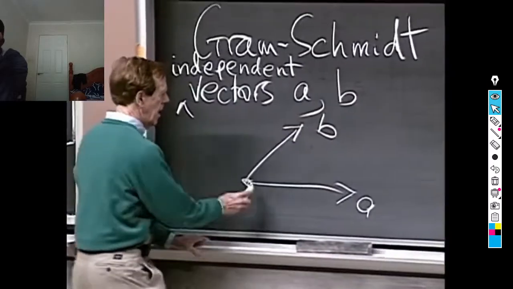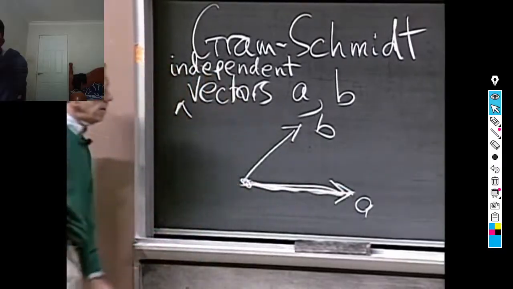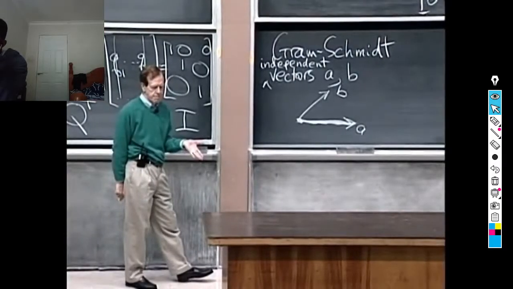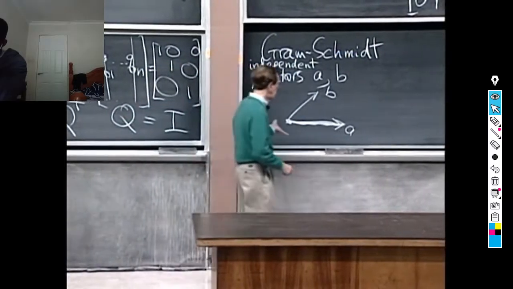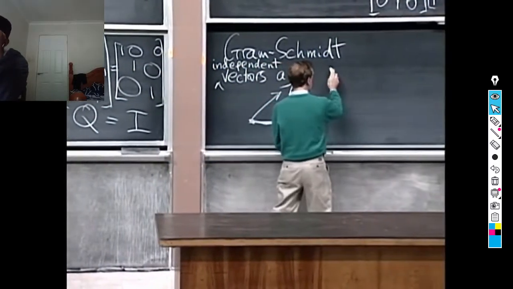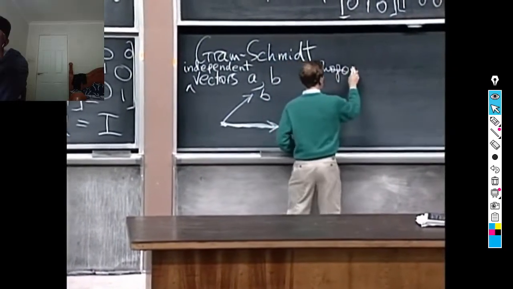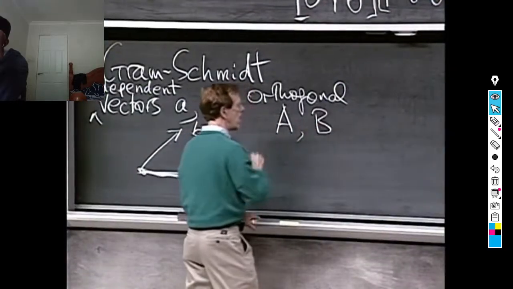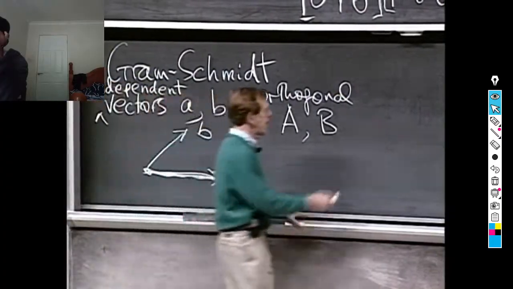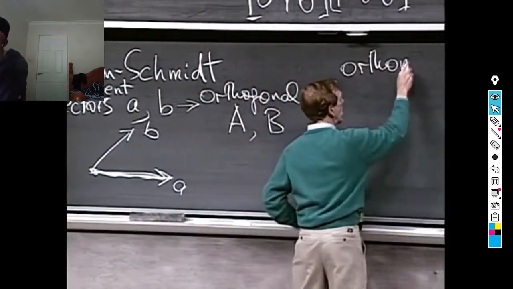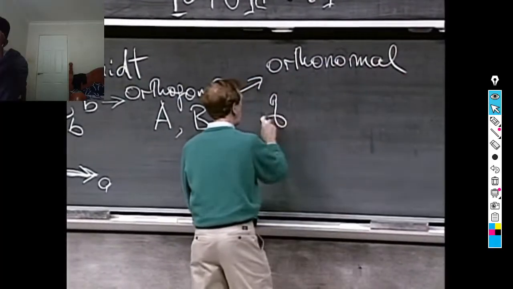Okay, so what am I going to do? I'll take this first guy. Well, he's fine. That direction is fine. I'll settle for that direction. My goal is to get orthogonal vectors, and I'll call those capital A and B. That's the key step, to get from any two vectors to two orthogonal vectors. And then, at the end, no problem, I'll get orthonormal vectors. Those will be my Q's, Q1 and Q2.